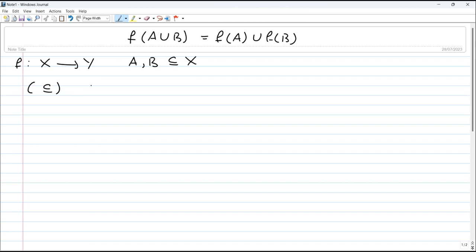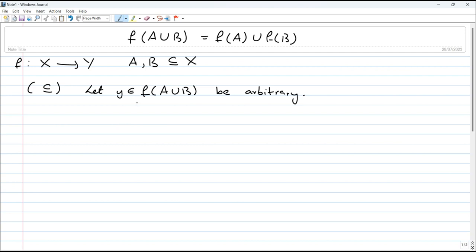In order to do that, we'll just start with an arbitrary element in left-hand side and then show it is in right-hand side. Then that will show every element in the left-hand side is in right-hand side. So let y in f of A union B be arbitrary. So now we want to show this y is in right-hand side.